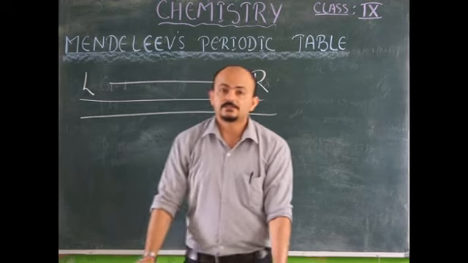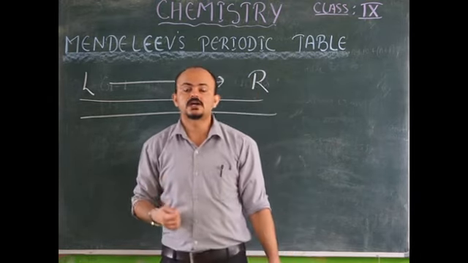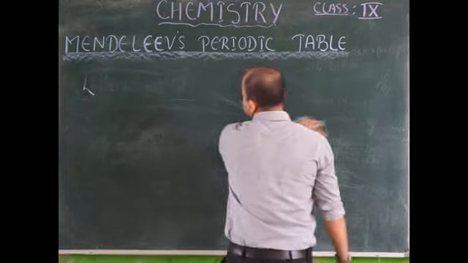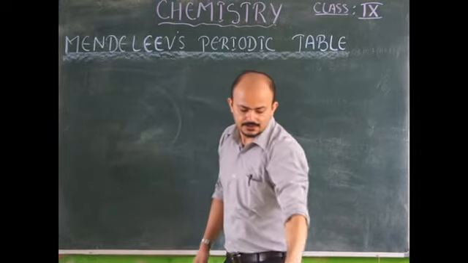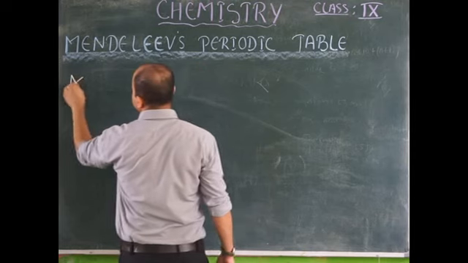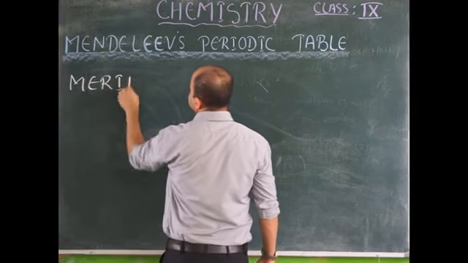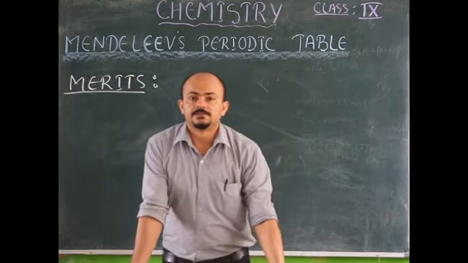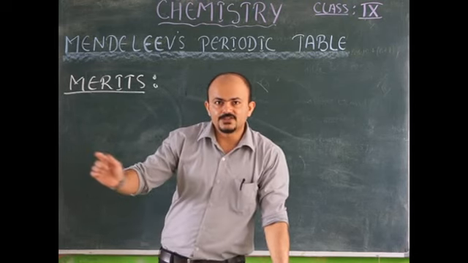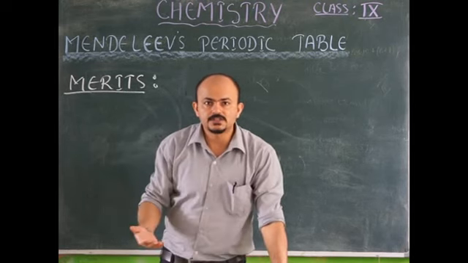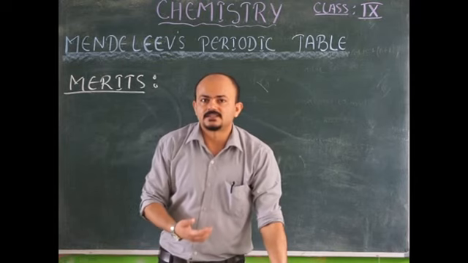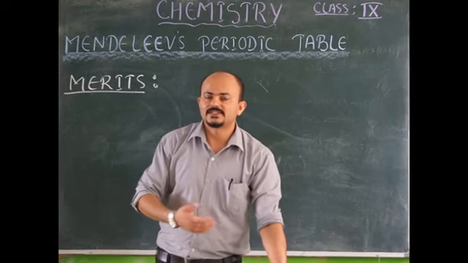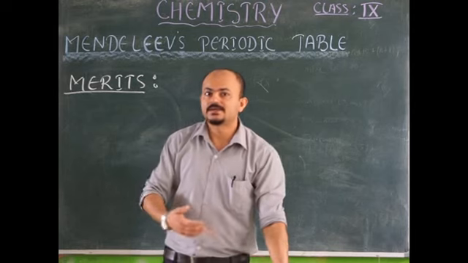Now let's discuss the merits of Mendeleev's periodic table. Number one is very simple. Mendeleev classified these elements into different groups and subgroups. Therefore, he made the study of elements systematic. It was easier to know more about the elements. It helped in the study of elements and made it easier.